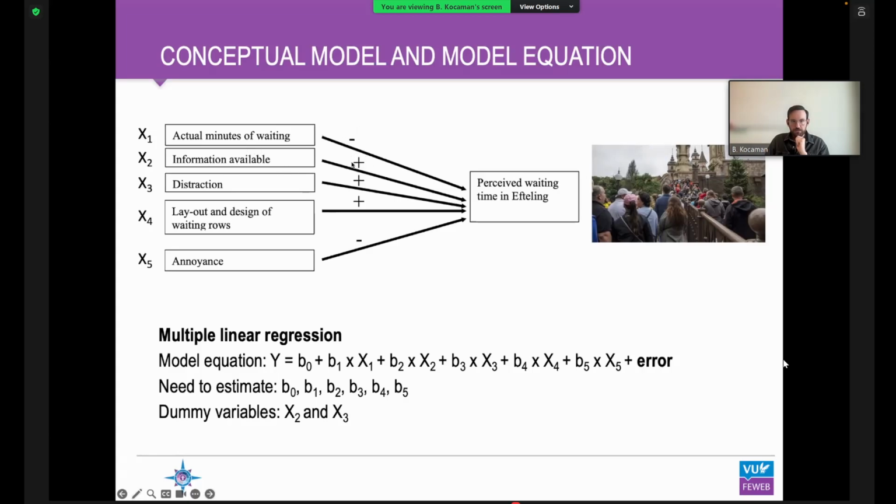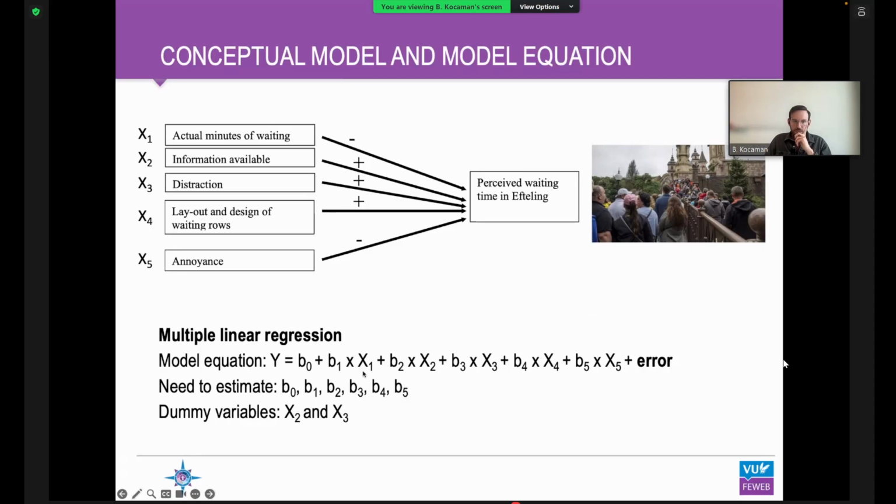For information available, it's natural to expect that when there is information available, the perception will be that the waiting time was shorter. Same with distraction and a good layout and design of the waiting rows. And annoyance will, of course, increase the perception of long waiting time. So we expect a negative relationship. These are our intuitive expectations before we fit the model.